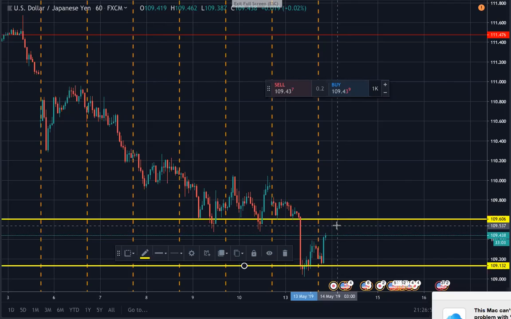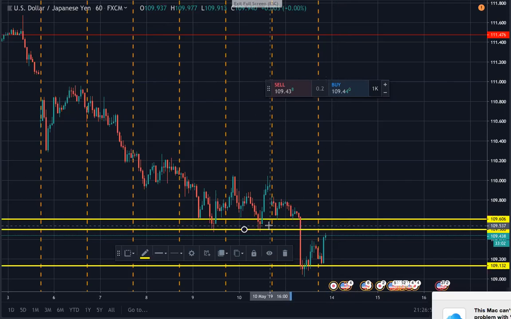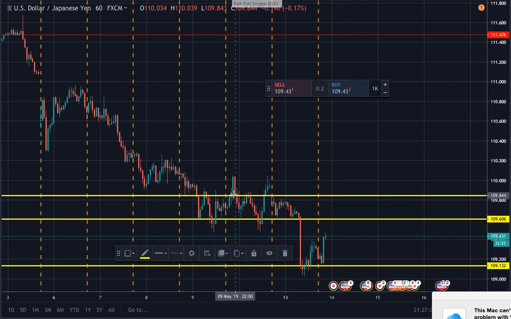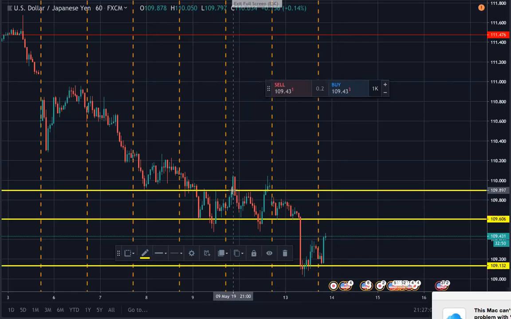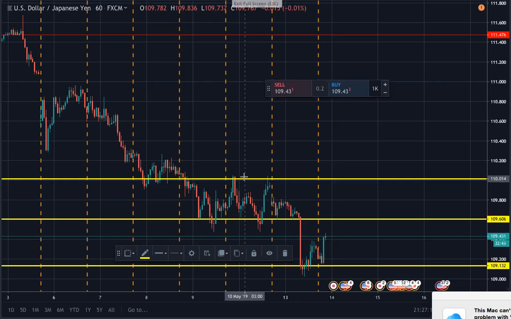We'll probably reject there again. So that's this right here, the top yellow line. Well, I just did another one, but I didn't mean to. I can just move that one up to the next rejection line. It will be right there. All right.